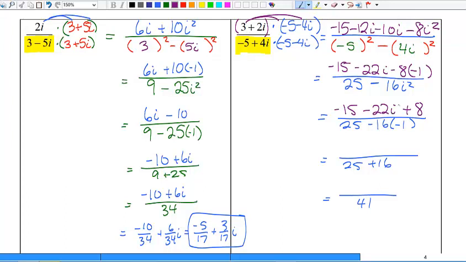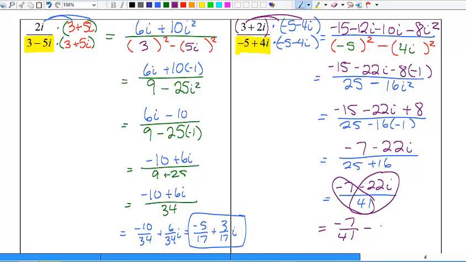I can add my two real parts, negative 15 plus 8, that's negative 7. And now I can split them up into this a plus bi form. The real part would be negative 7 over 41, and the imaginary part would be minus 22 over 41i. If either of those fractions could reduce, you would definitely reduce them, but they can't, so I am done. This is now in a plus bi form, which is equivalent to our original problem, but written as a complex number.